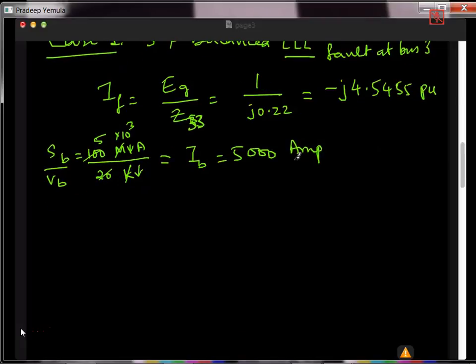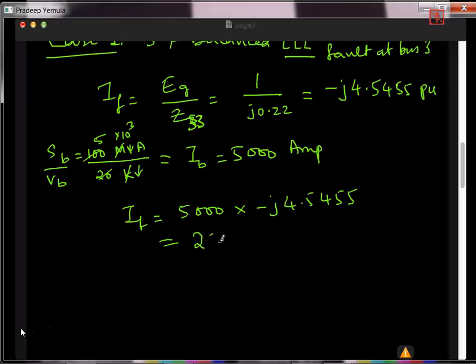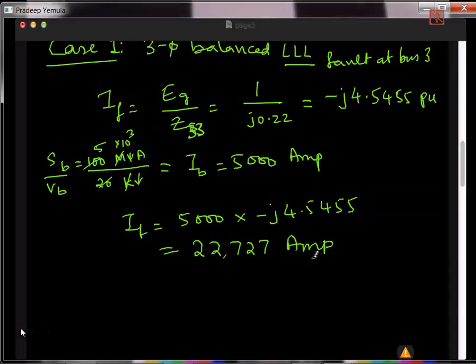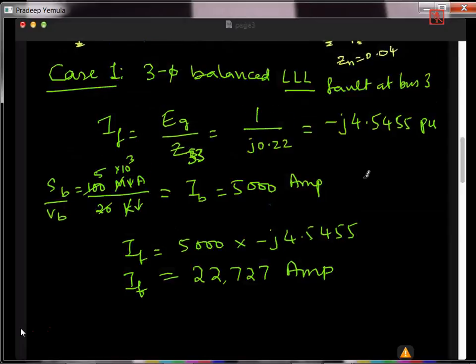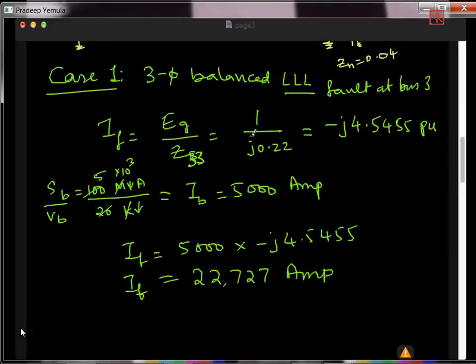So if base current is 5000 ampere, then what is the fault current? I fault will be 5000 into minus J 4.5455. So let me do that. 22,727 amperes. Huge current. This much fault current is flowing for a three-phase fault, balanced fault. So very huge current. So that was case 1.